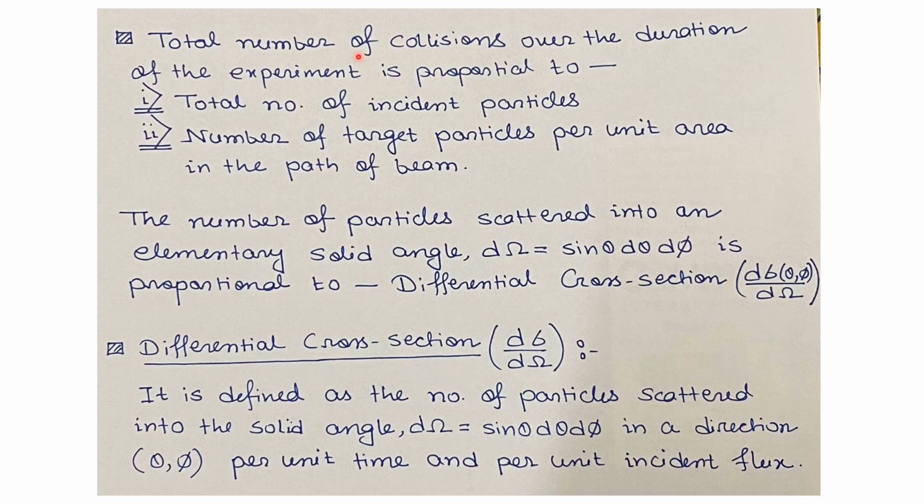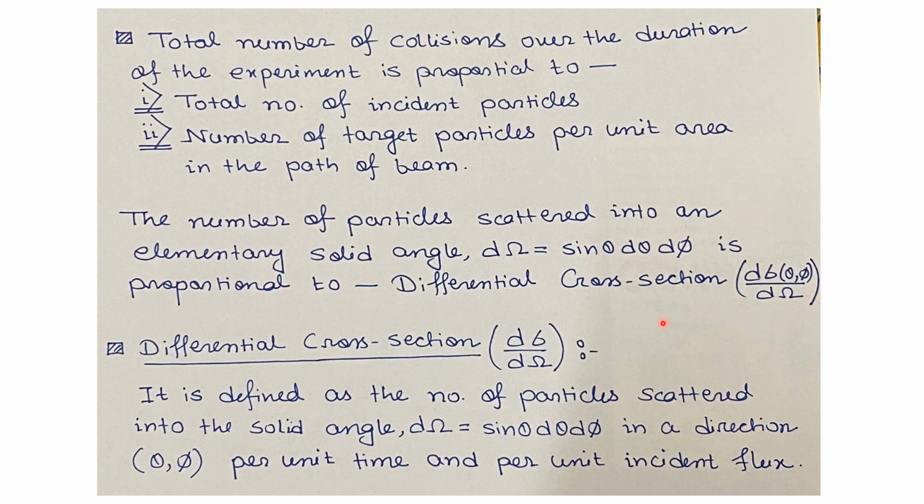Now, the total number of collisions over the duration of the experiment is proportional to, first, the total number of incident particles, and second, the number of target particles or target potentials per unit area in the path of the beam. Now, the number of particles scattered into an elementary solid angle d omega equals sine theta d theta d phi is proportional to a new quantity, that is the differential cross section, and mathematically that is denoted by d sigma d omega as a function of theta and phi in spherical polar coordinates.